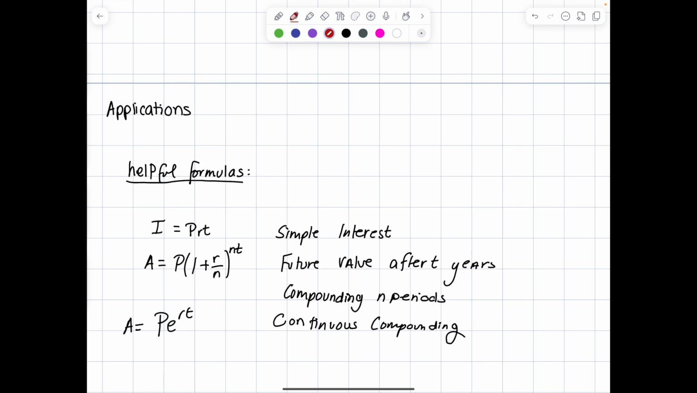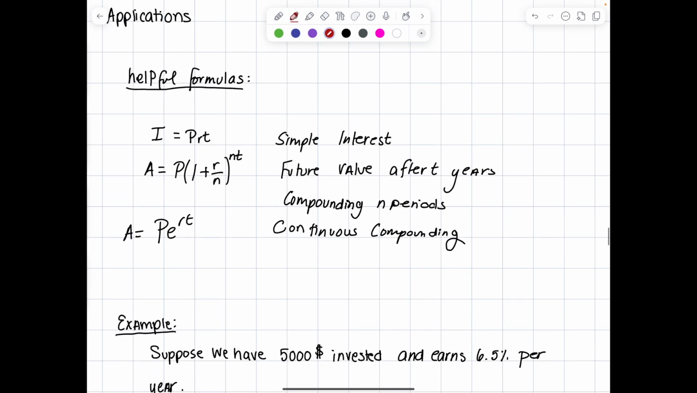This first formula, I equals PRT, is interest equals principal times the rate times the time. Principal is however much money you're putting down into the bank or into some type of loan or whatever you're doing. Rate is the percentage that it's earning or that you're paying. And then T is the amount of time. A equals P times (1 plus r over n) to the nt is another helpful formula, but this tells you the future value after t years, compounding n periods.